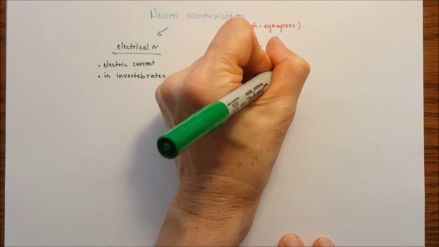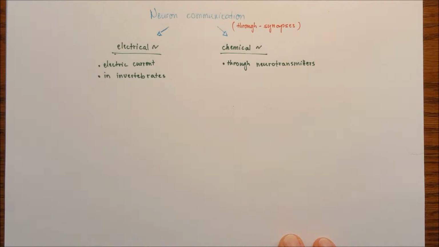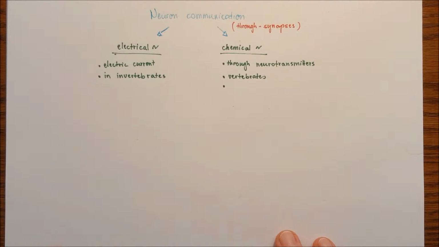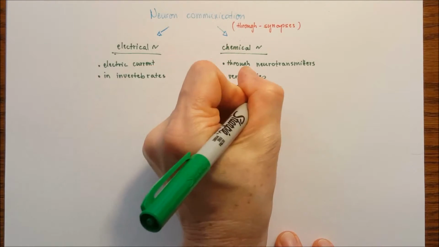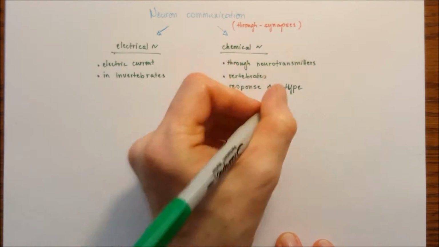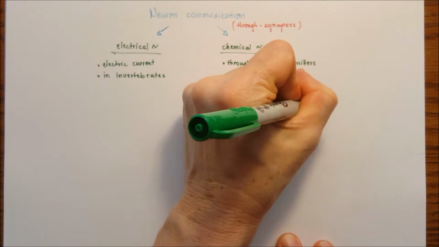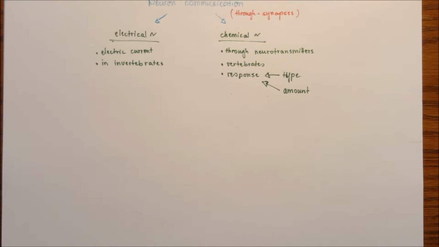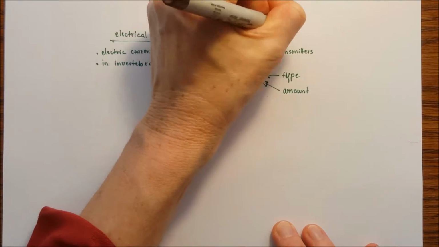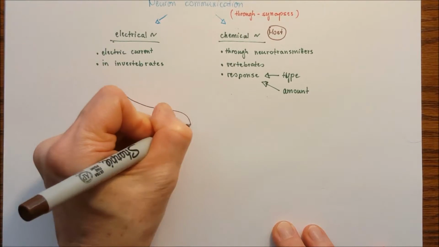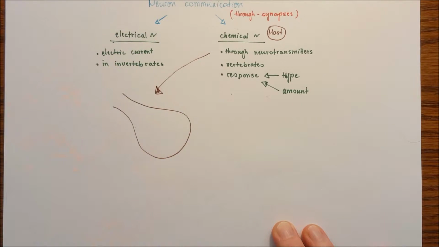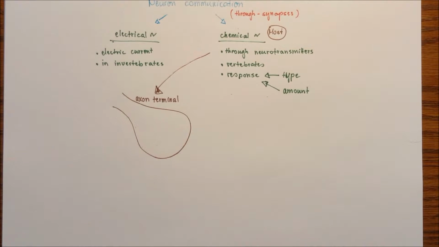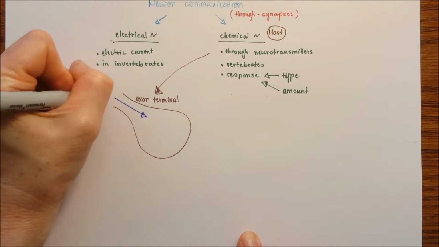The chemical synapse releases neurotransmitters, and it's better because the synapse can alter the response based on the type and the amount of the neurotransmitters. So let's see what the synapse looks like. It contains the axon terminal of a presynaptic cell, the synaptic gap, as well as the postsynaptic cell.